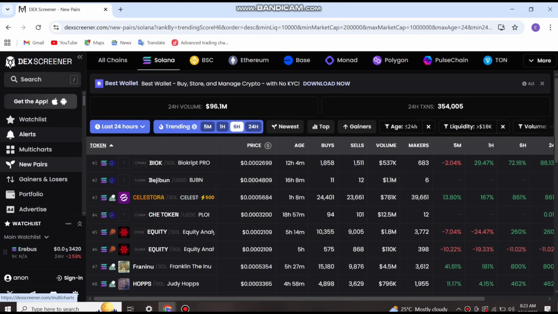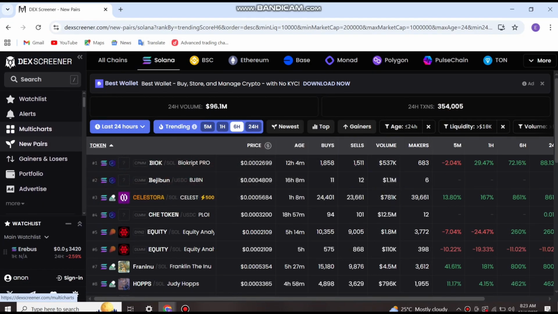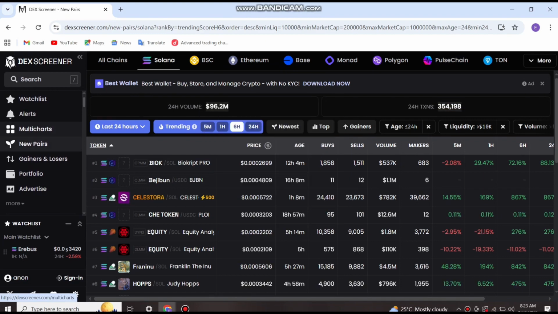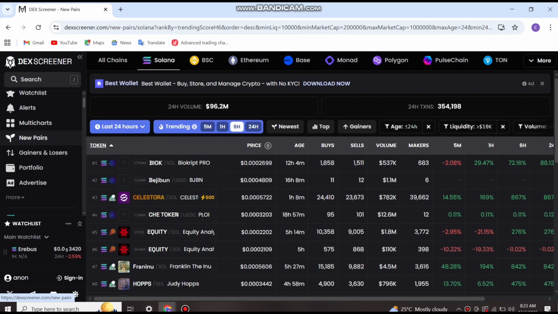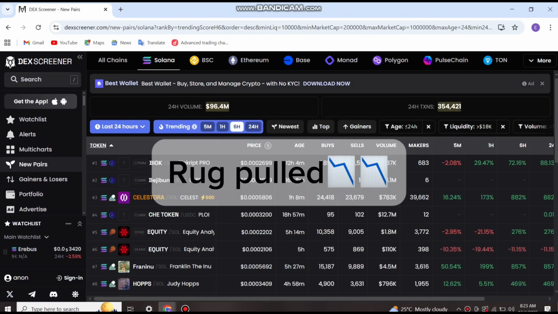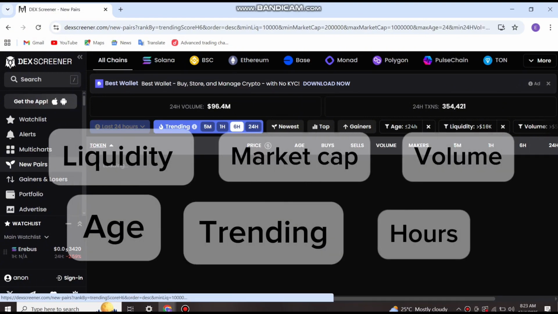I used to jump into random coins and pray. No strategy, no filters, just vibes and losses. I mean, there was a week I wiped half my portfolio because I chased 3 coins back to back, and every single one rug pulled. That was the moment I knew something had to change. Until I learned these 6 filters and everything became clearer.